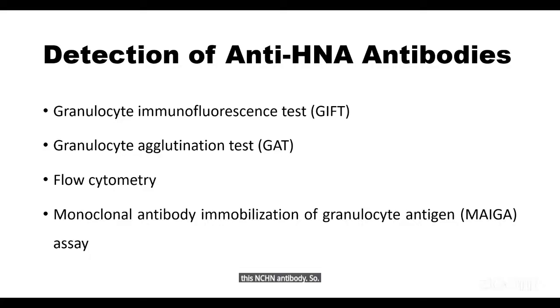How can we detect this anti-HNA antibody? These are the ways we can detect them: by doing GIFT, which is granulocyte immunofluorescence test, and by doing granulocyte agglutination test. These are all the methods we can use to detect these antibodies. Next slide.